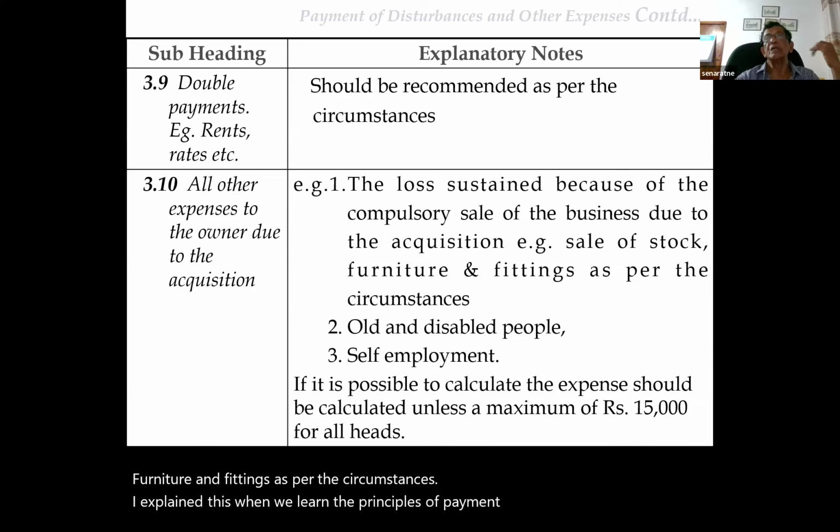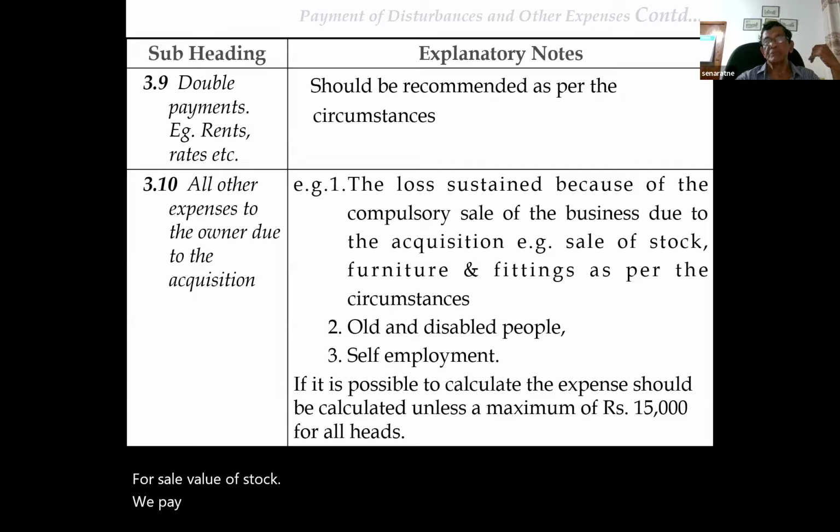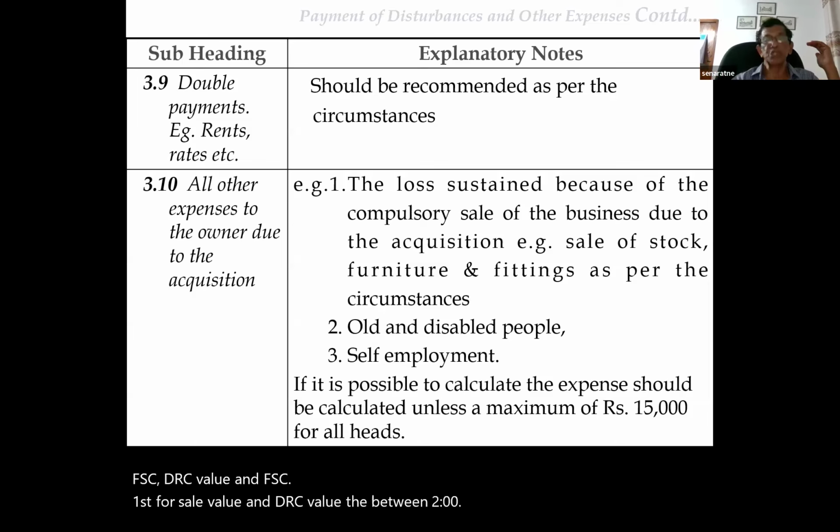Generally, for sale value of stock, we paid as compensation. Cost and sale value, the difference between the two, paid as compensation. Furniture and fittings also, the cost and DRC value, and the sale value and DRC value, the difference between the two paid as compensation.